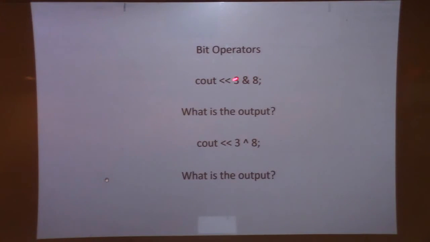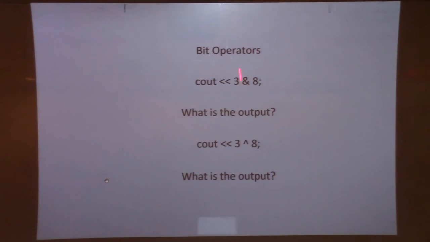Because this one has 0, 0, 0, 0, 0, 0, 0, 0, 1, 1. 1, 1, 1, 2 makes 3. No 1s, no 2s, no 4s, 1 eight. So none of the 1s line up. So when you take a bitwise AND, you get 0. How about if it was an OR? What would you get?